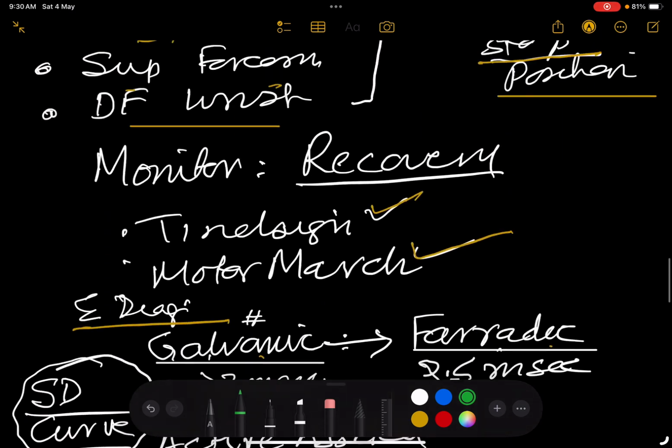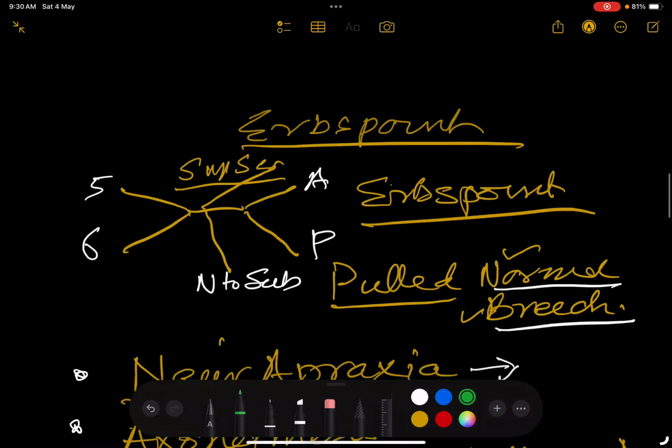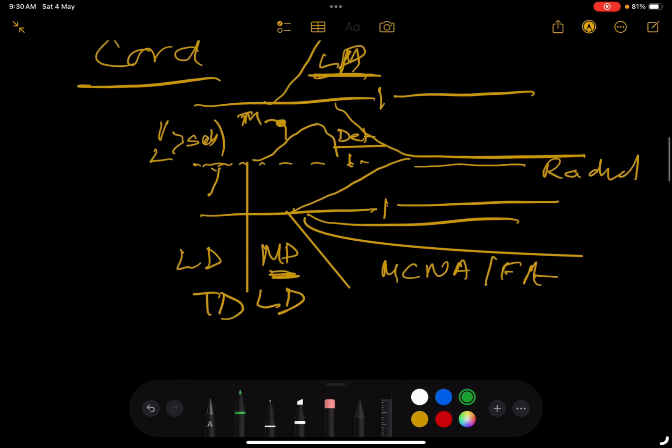So we have covered the Erb's palsy and the structure of the brachial plexus.